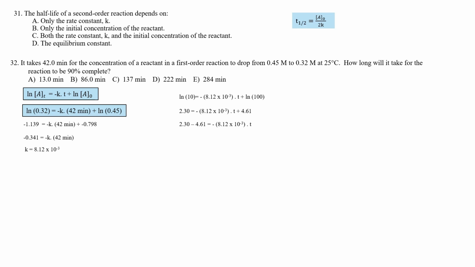Another way you can solve this, for 90% completion, you can assume that initially it is 1 and then the remaining is 0.1. Again, it is 90% completion, 0.9 completed.